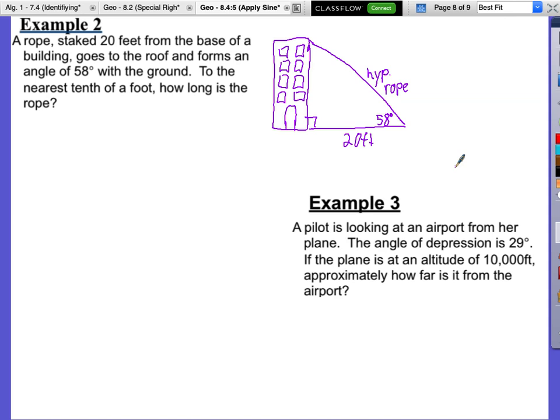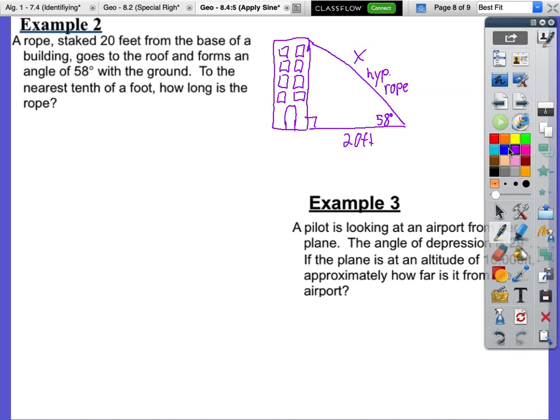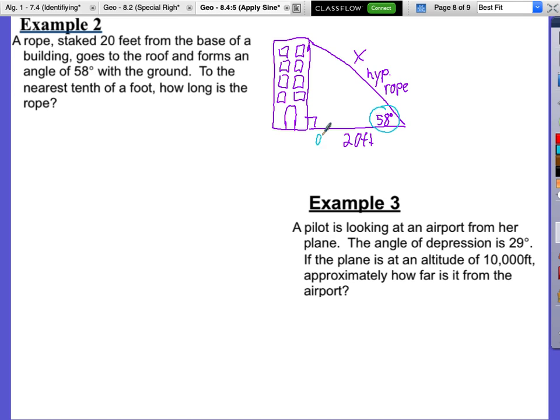So we're looking for the length of the rope, right? So we're looking for what side of the triangle? Very good, the hypotenuse. And we're given what side right now compared to our angle? Adjacent. And we're looking for hypotenuse. What's our acronym to remember? SOHCAHTOA.